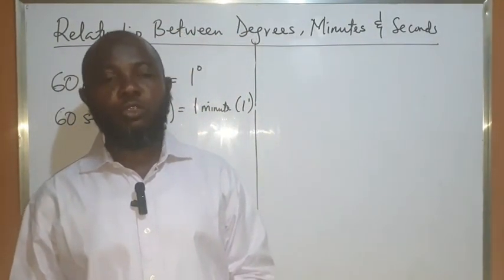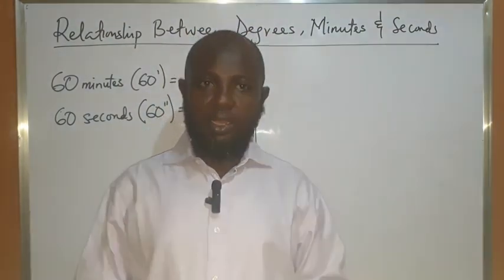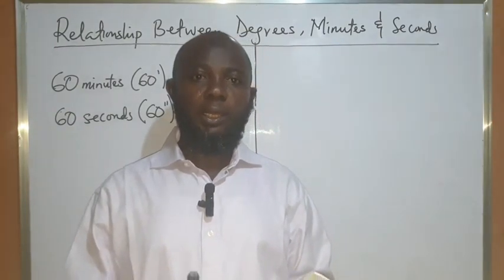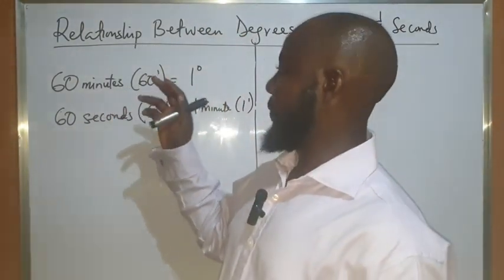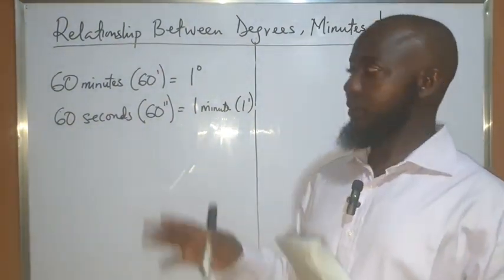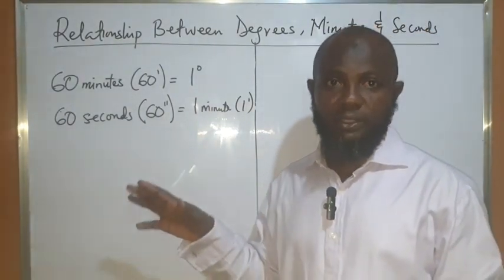So in this video we want to continue from where we stopped in the last video. We are still under angles. Here we want to look at the relationship between degrees, minutes and seconds. We have done something related to this before, but there is a need for us to go through it again.